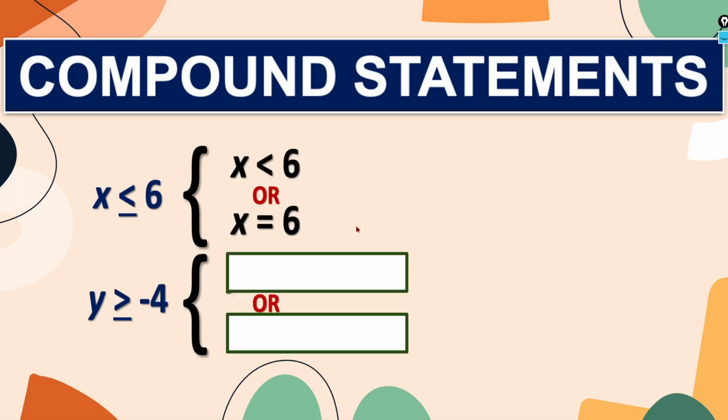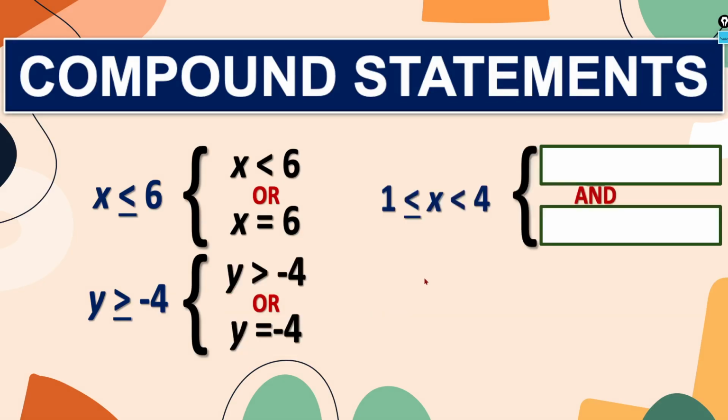Okay. O itong next, y is greater than or equal to negative 4. Again, hit play only if you have your answer. So, pause muna. Okay, kung may sagot ka na, ano dapat ang ating dalawang simpler statements dito? Again, even as you read it, lalabas ang sagot dyan. Y is greater than negative 4 or pwede rin naman silang maging equal. Okay? Super, super easy. Next.